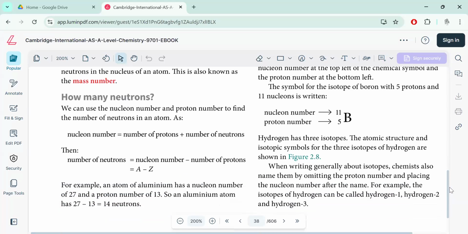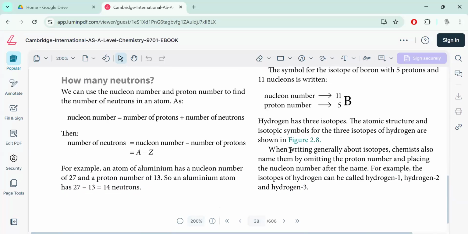So this is the formula to calculate neutrons. The nucleon number equals the number of protons plus the number of neutrons. Then the number of neutrons equals the nucleon number minus the number of protons. So it's basically A minus Z. For example, an atom of aluminium has a nucleon number of 27 and a proton number of 13. The nucleon number here is the mass, while the proton number is usually the atomic number at the very top.